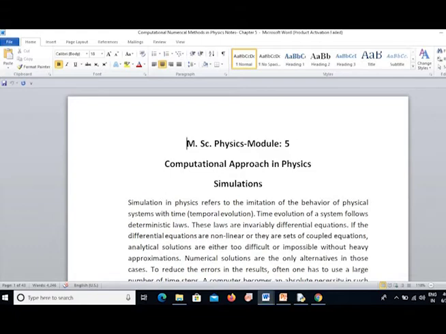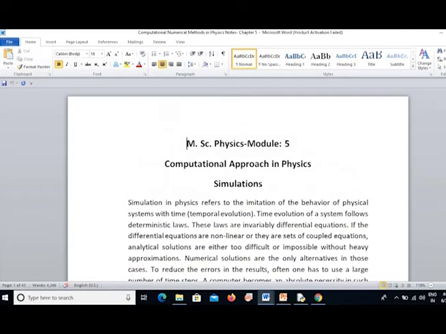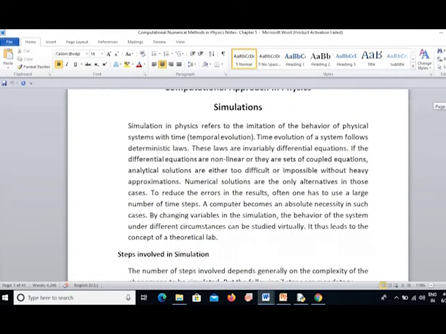What we are doing is basically simulation. Simulation in physics refers to the imitation of the behavior of physical systems, that is the temporal evolution or time evolution of the system. And there could be a differential equation or something of that sort.